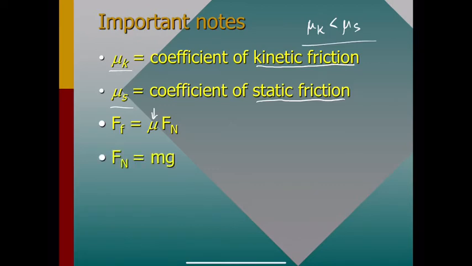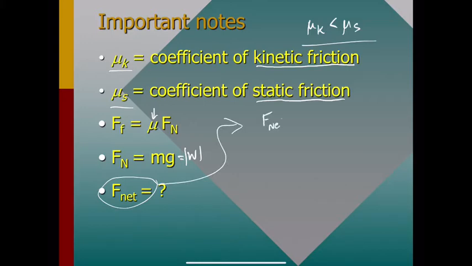The normal force is the same as weight. It's equivalent to the absolute value of the weight. Weight is always negative because it's going down. Normal force is always positive, but we work it the same way. It's mass times gravity. Now we start thinking about the net force. The typical formula for net force is net force equals applied force minus friction force.